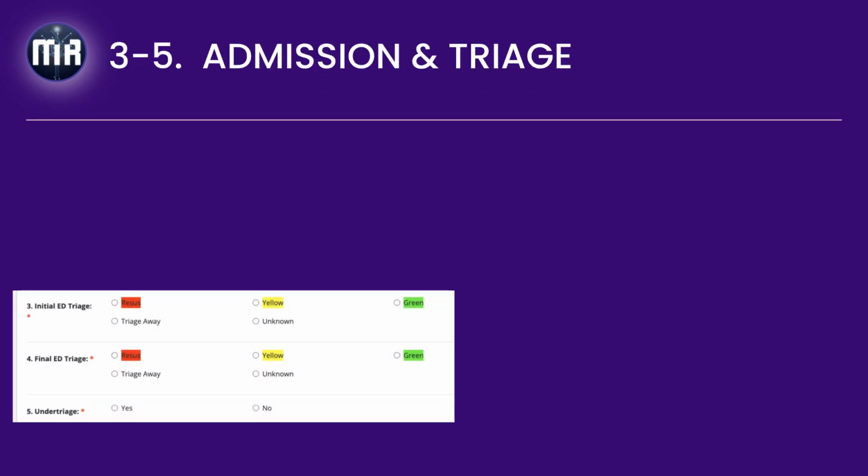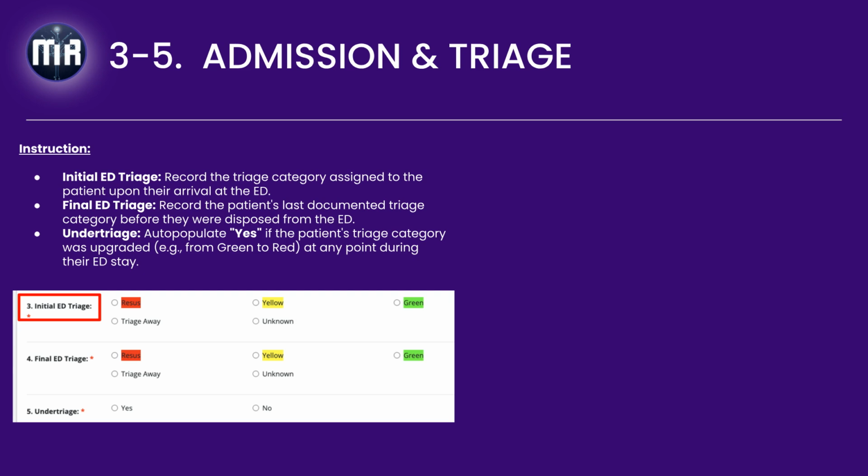Continuing with the patient's arrival process, we now come to a set of fields that are fundamental to understanding how we assess and prioritize patients in the emergency department. Fields 3, 4, and 5, which cover triage and under-triage. First, for field number 3, initial ED triage, you will record the triage category that was assigned to the patient immediately upon their arrival at the emergency department. This is the very first assessment of their acuity.